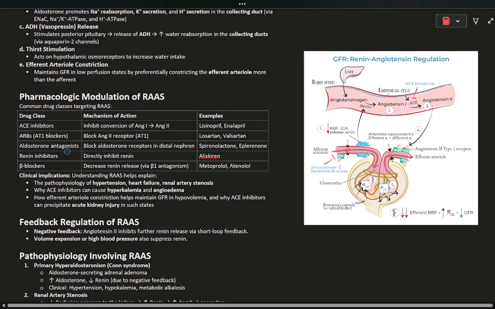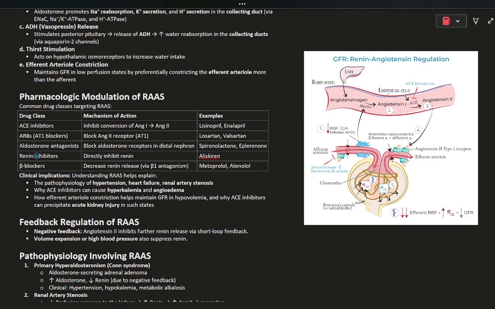We also have aldosterone antagonists, and so these will actually block aldosterone receptors in the distal nephron, thereby preventing aldosterone's function of stimulating sodium reabsorption and potassium secretion. So these drugs include spironolactone and eplerenone. And you can pay attention to the suffix "-one" and "-one" as in spironolactone and eplerenone. And any drug that sounds like that are most likely aldosterone antagonists.